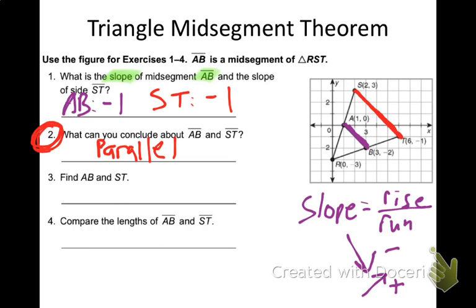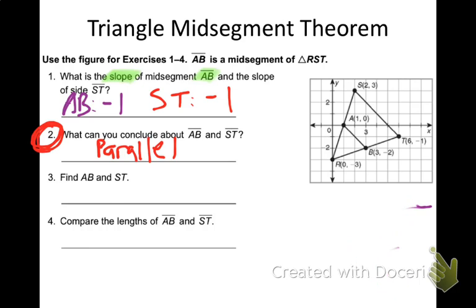Next part here. I'm going to find AB and ST. So I want to find the actual lengths. For instance, I want to find the length from A to B. What's one way I can find the length there, Mr. Goldup?